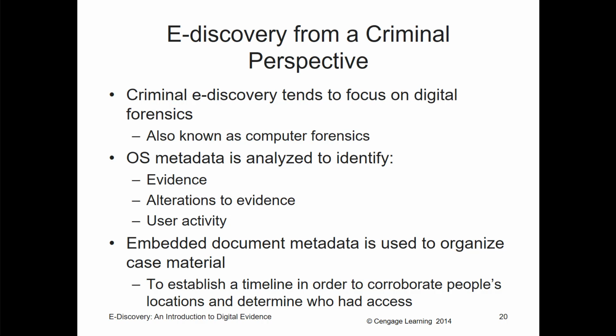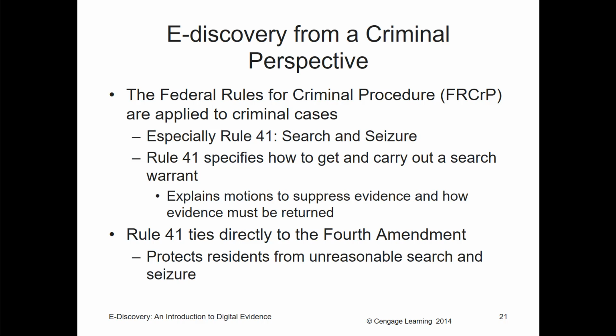Again, if we're talking criminal, we're looking at computer forensics. It's also assuming that we're dealing with a computer. We have a few federal rules as they deal with criminal procedure, the FRCRP, and that's especially Rule 41, which deals with search and seizure. Rule 41 specifies how to get and carry out a search warrant. It explains the motions to suppress evidence and how evidence must be returned. Rule 41 ties directly to the Fourth Amendment, which protects the rights of residents against unreasonable search and seizure. Again, most of this you're going to be consulting with your law expert before doing any of this, because the forensics expert may not be an expert in law.